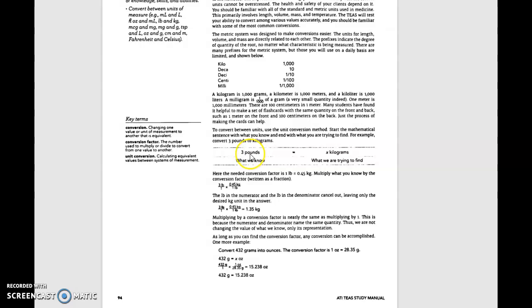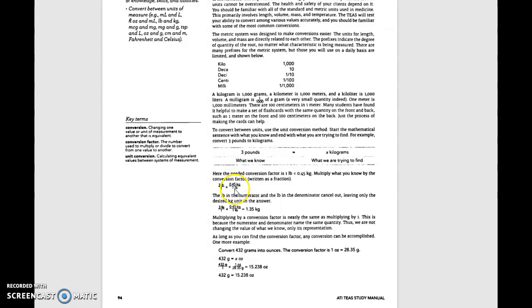So the example that you have in your book is we have 3 pounds and we want to know how many kilograms that is. What we know: 3 pounds. What are you trying to find? The number of kilograms. We're given the conversion factor that 1 pound is equal to 0.45 kilograms. So we multiply what you know by the conversion factor, written as a fraction. I'm going to take my original unit of measure, put it over 1, and multiply it by the unit to convert to, which is kilograms, over 1 pound.